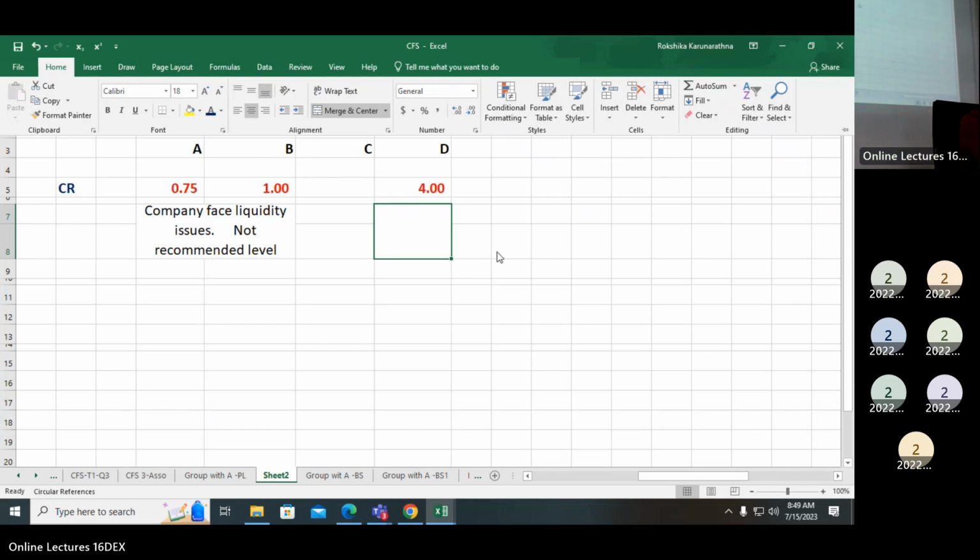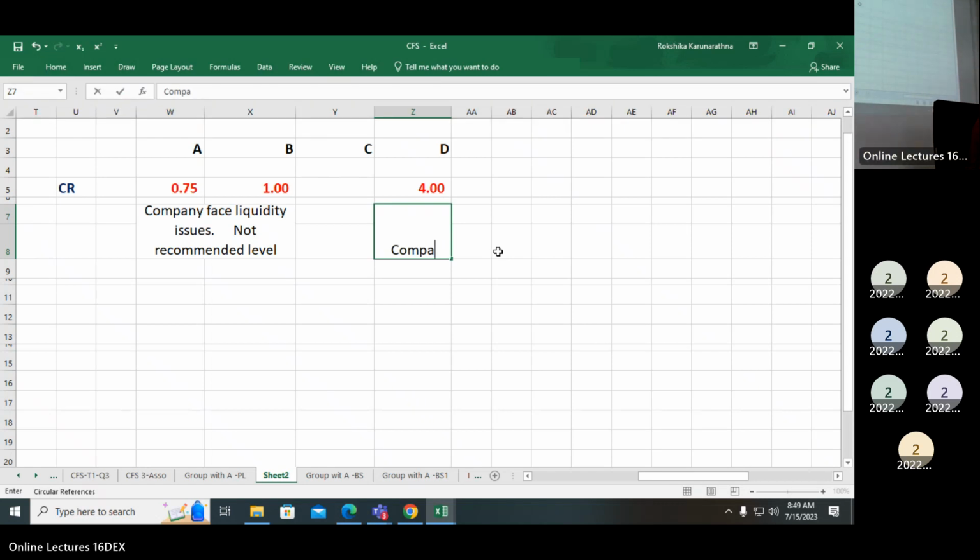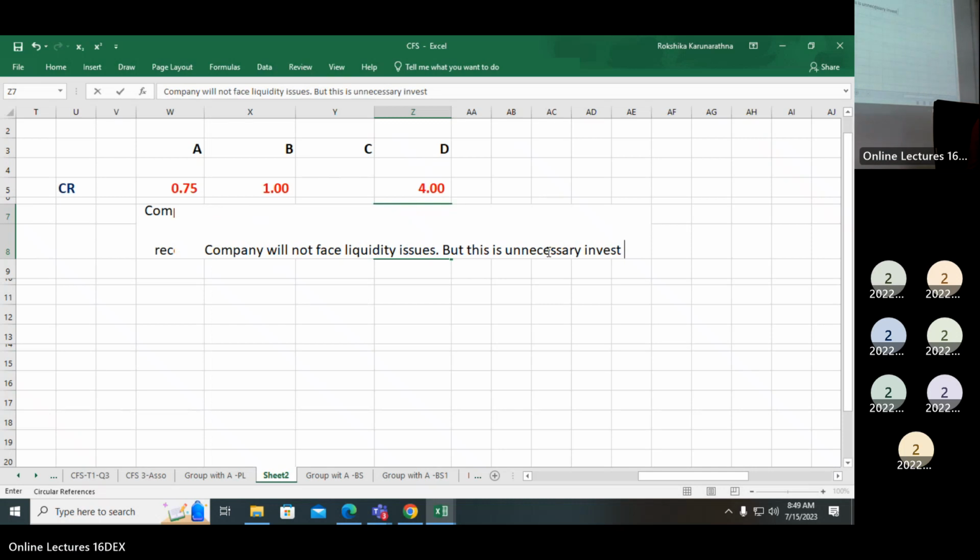So this one, yes, company will not face liquidity issues, but this is unnecessary investment in current asset, not recommended.